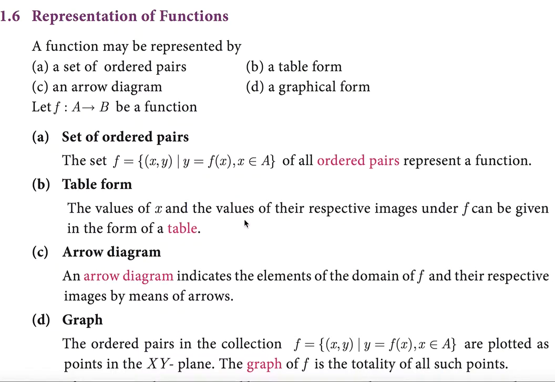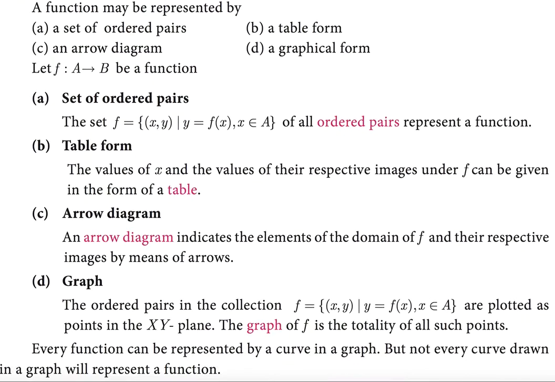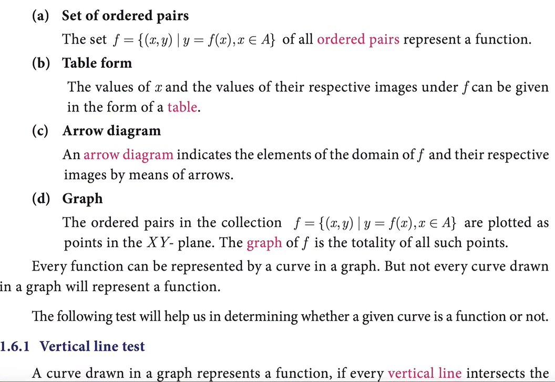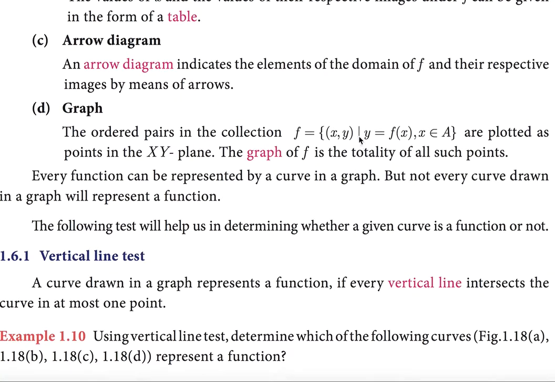Table form: the values of x and the values of the respective images under f can be given in the form of a table. Arrow diagram: an arrow diagram indicates the elements of the domain of f and their respective images by means of arrows. Graph: the ordered pairs (x, f of x), x belongs to A, are plotted as points in the xy plane, and the graph of f is the totality of all such points.